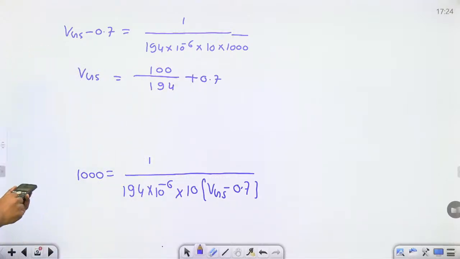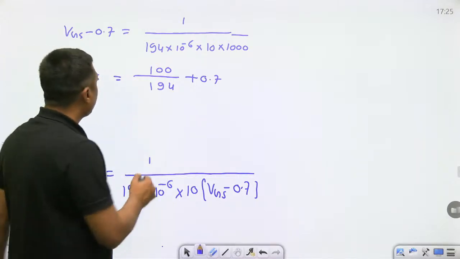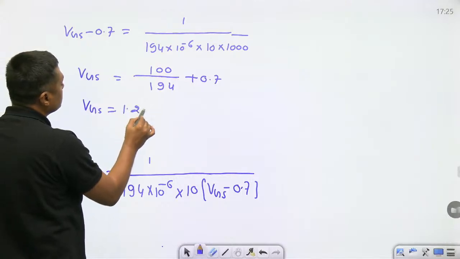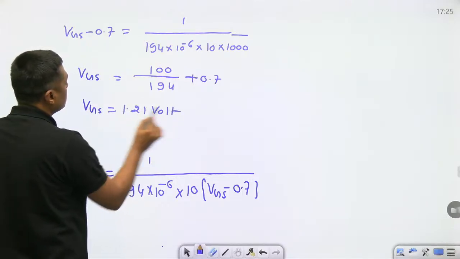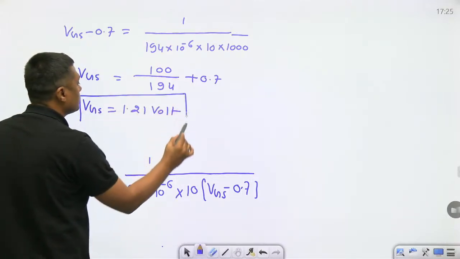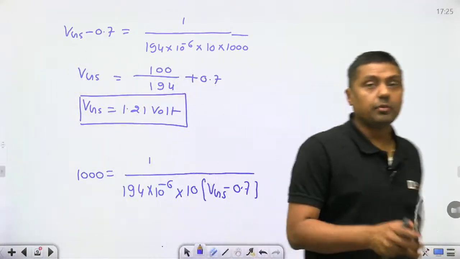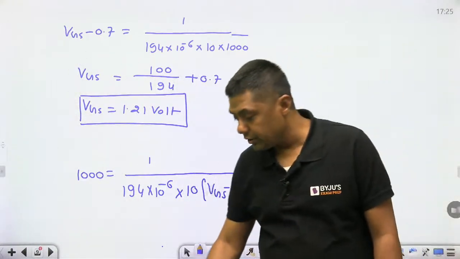So what is the value? 100 divided by 194 plus 0.7 gives 1.21. This voltage, 1.21, is required for the voltage variable resistance with the value of 1000 ohm.